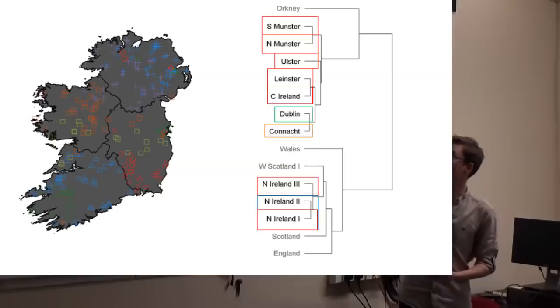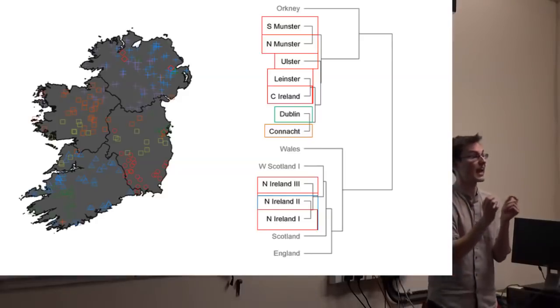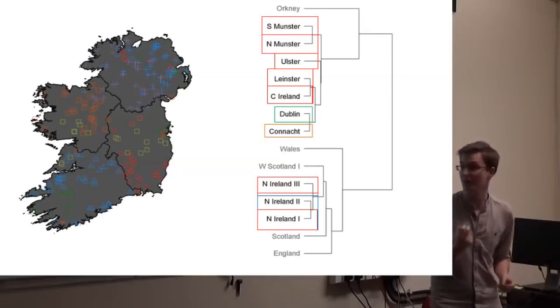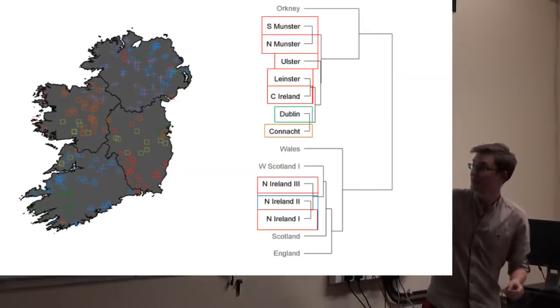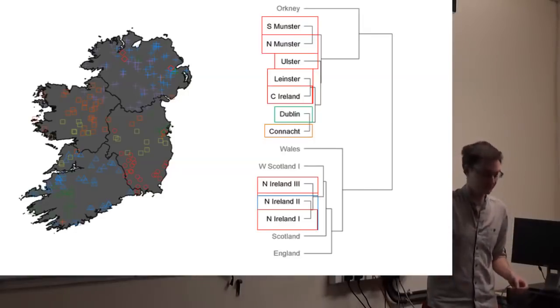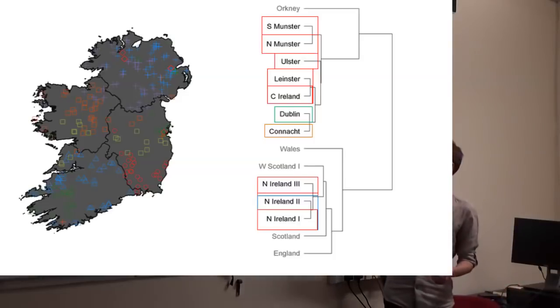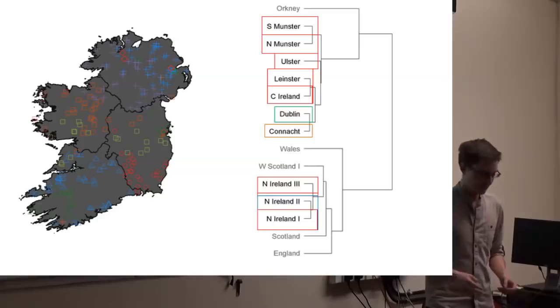So after this, it's just the splitting hairs part, the really fine level details within Ireland. So we identify the difference between North and South Munster, and then we split Central Ireland and Leinster apart.